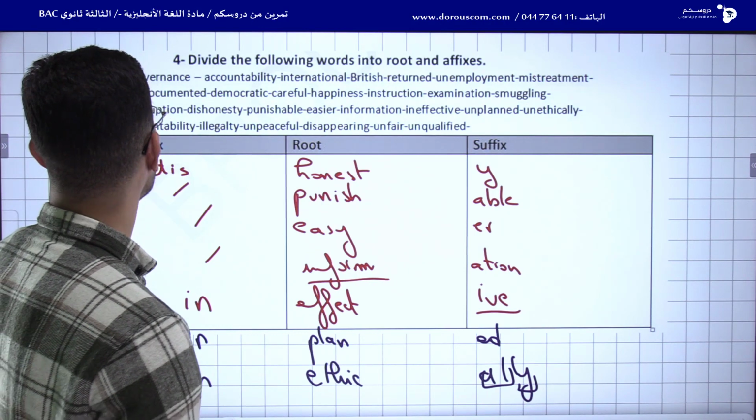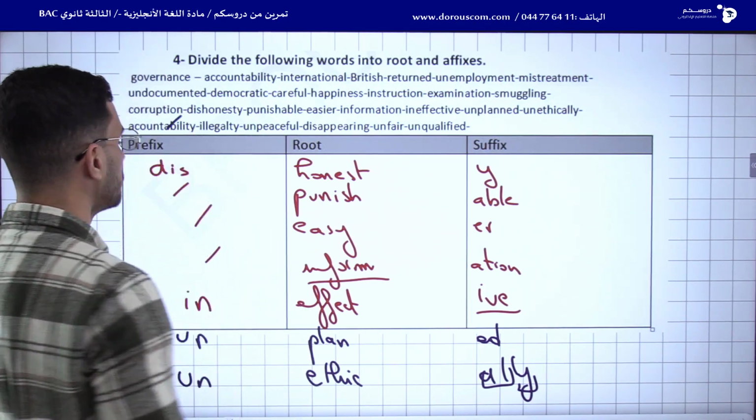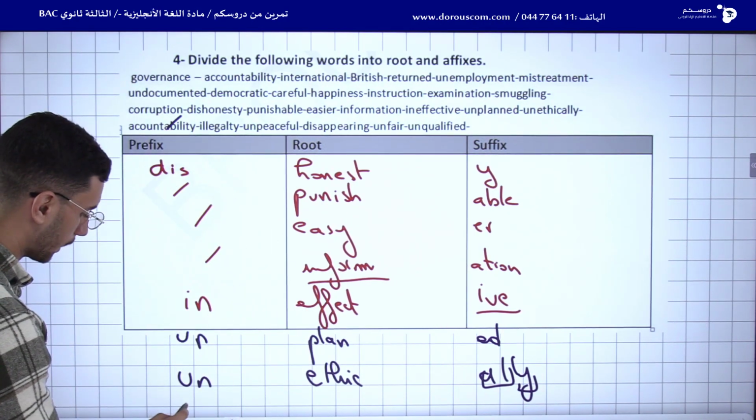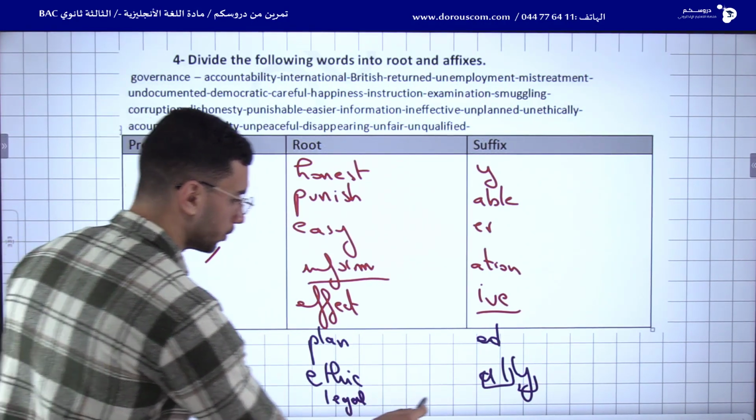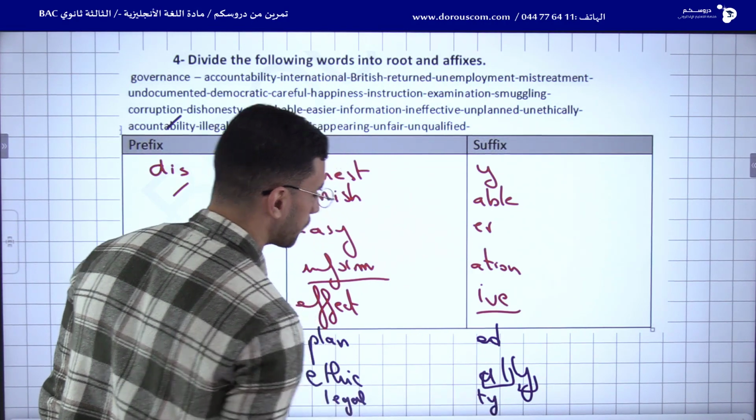We have also accountability. Let's say illegality. We have il, we have legal as a root, and we have ity as a suffix that forms a noun.